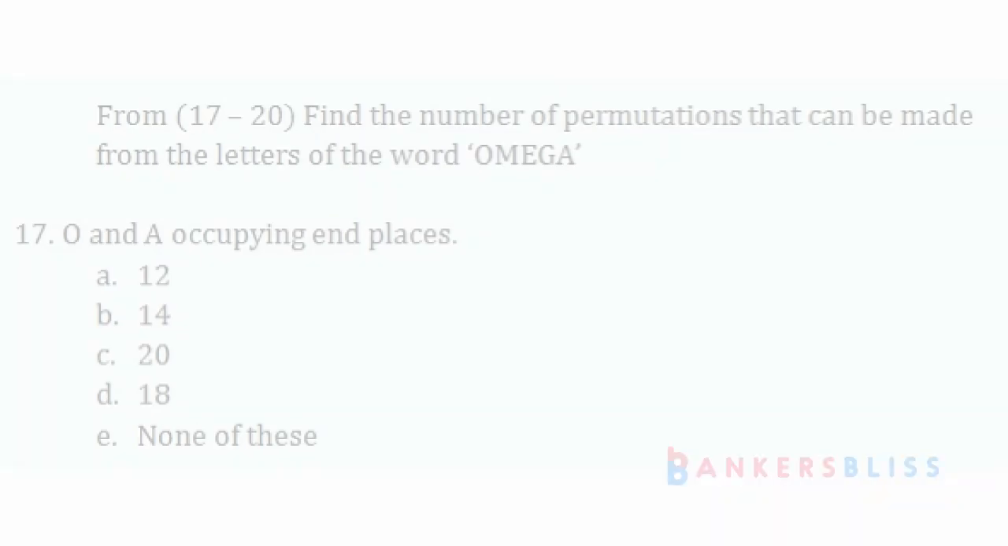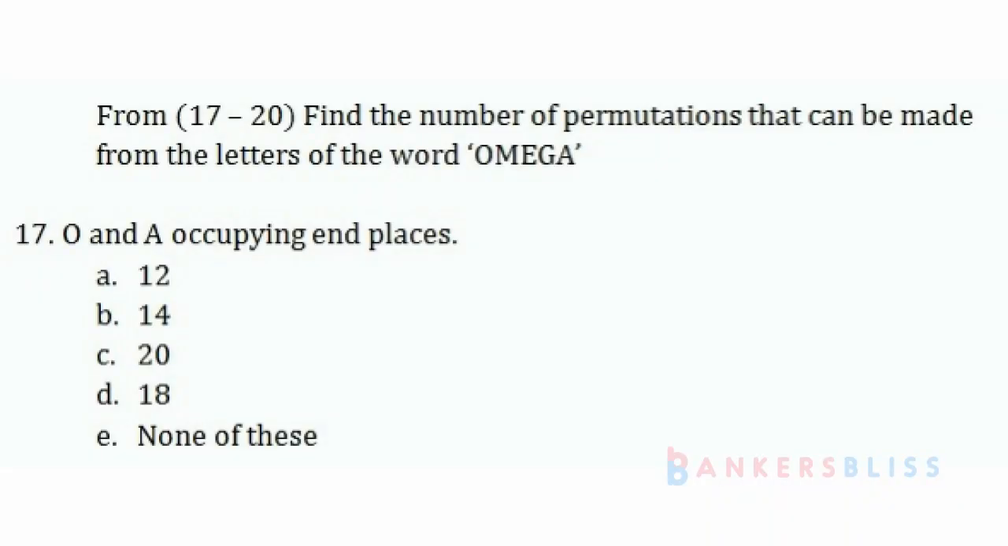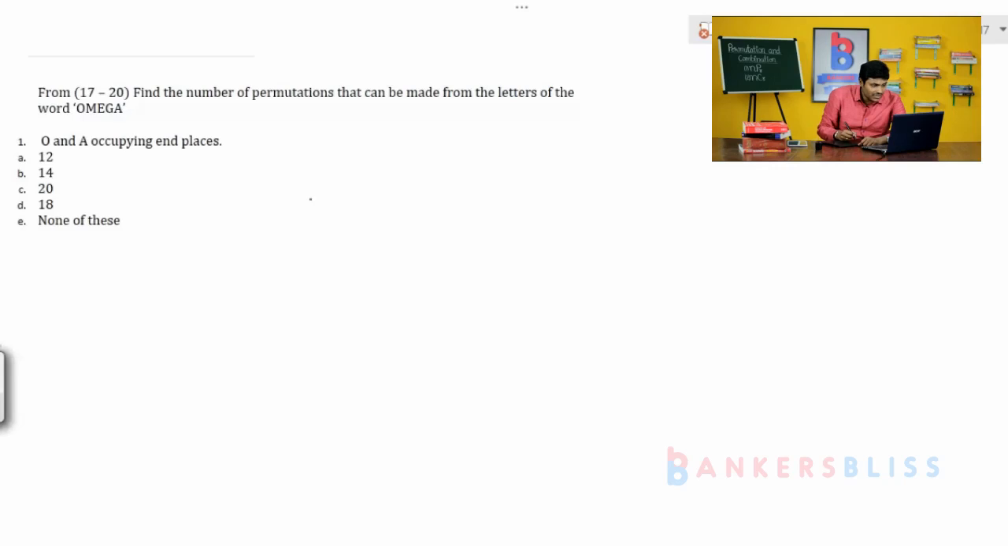Next, see the condition: O and A occupying end places. How many places are there actually? 5 places are there: 1, 2, 3, 4, 5. So O and A can occupy end places, which means O can come in the first place and A can also come in the first place. O can come in the end place and A can also come in the end place.